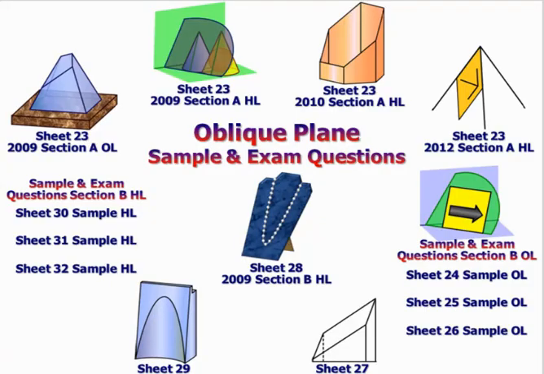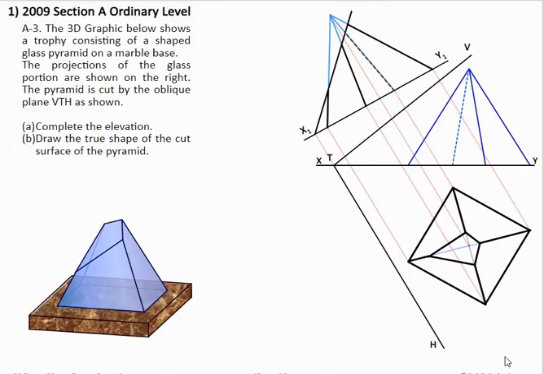In this lesson we're going to look at exam questions based on oblique planes. We're going to look at an ordinary level question and then higher level short questions and then higher level long questions that are asked in this topic. Now we have the 2009 ordinary level exam question.